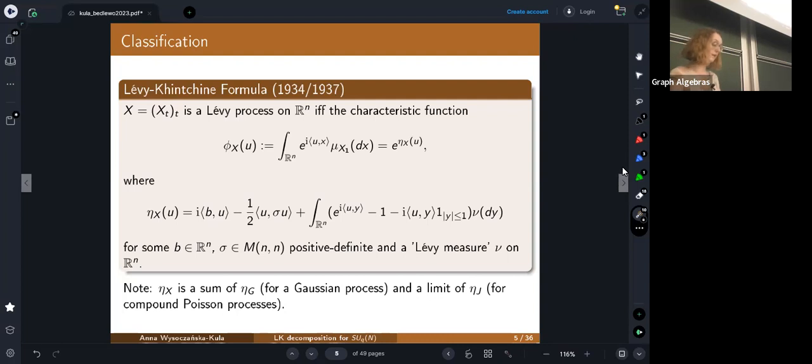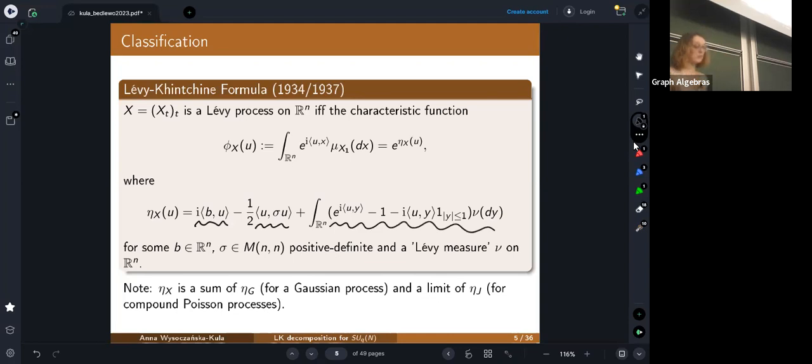So it will contain a linear term, a quadratic term, and an integral over some measure, which is usually called the Lévy measure. And if you look in a more careful way at how this function eta looks, you can see that this part, in fact, is the characteristic function of the Gaussian process. Well, actually, the linear part is the drift, so this deterministic term.